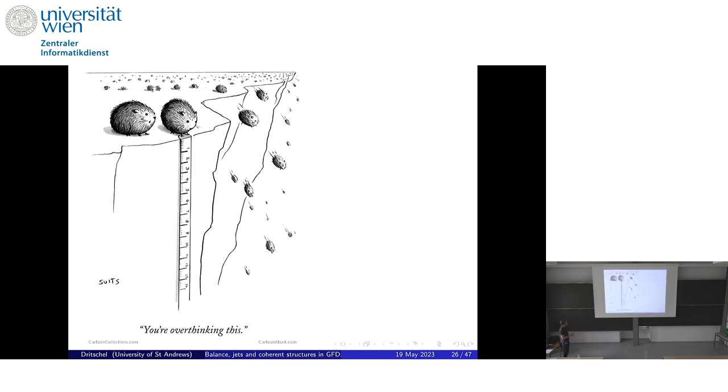I always like this cartoon. My favorite cartoon from the New Yorker magazine, where, you know, we all do the same thing. If someone starts doing thermal damping using a certain model, everybody does it. So they're all running over the cliff, but the caption's wonderful. A guy puts down a ladder to walk down and says, "You're overthinking this."